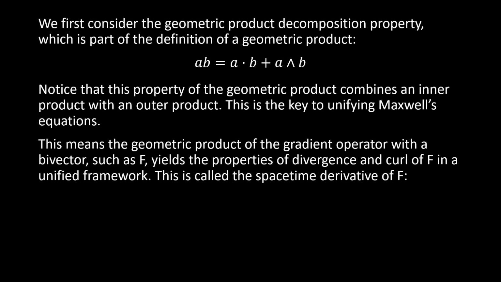This means the geometric product of the gradient operator with a bivector, such as f, yields the properties of divergence and curl of f in a unified framework. This then is called the space-time derivative of a vector field f. So the dot product and curl are just byproducts, they're just limiting cases of this much more general statement.